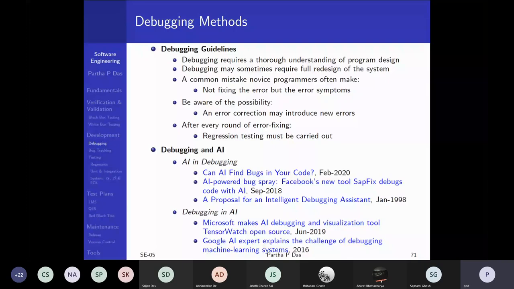The other, which is an equally challenging problem, I do not know, it may be even more challenging, is how do you debug an AI system? Machine learning systems operate in a completely different way. And often, if it works, we do not know why it works. If it does not work, we do not know why it does not work.